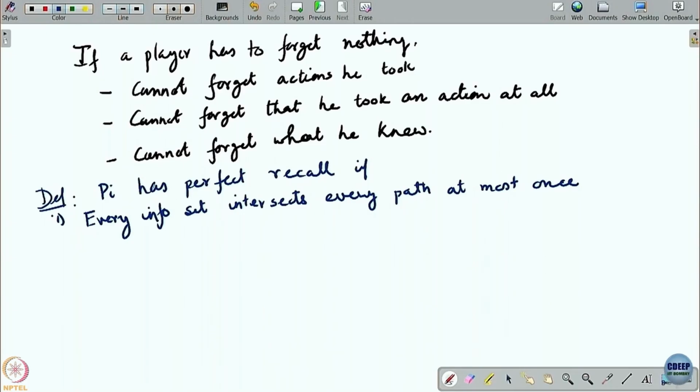Every path means a path from the root node to a leaf node. Now, this only prevents absent-mindedness. You have to ensure that you don't forget actions and don't forget what you previously knew. Now, here is the thing. Suppose two nodes x dash and x double dash are in the same information set of player I. That means he cannot distinguish between these two nodes.